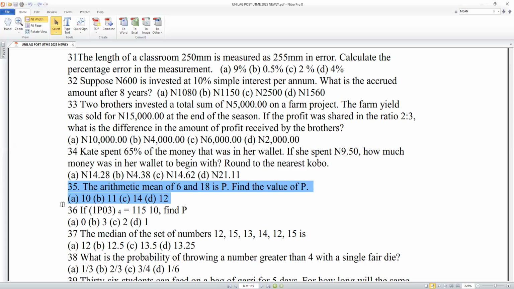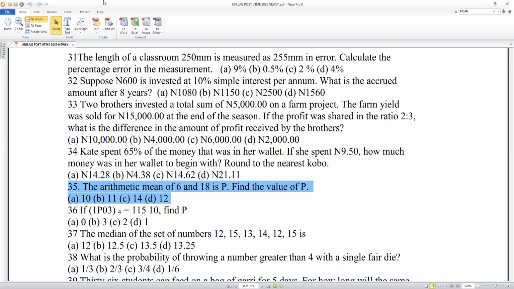mean of 6 and 18 is P. Find the value of P. Class, this question is very, very interesting. Now, we are told that the arithmetic mean of 2 numbers is P. Two numbers having arithmetic mean equal to P. What would be the value of P?